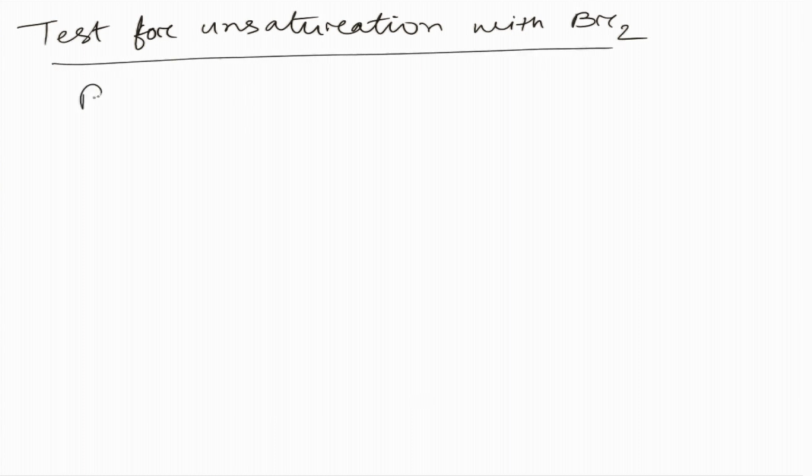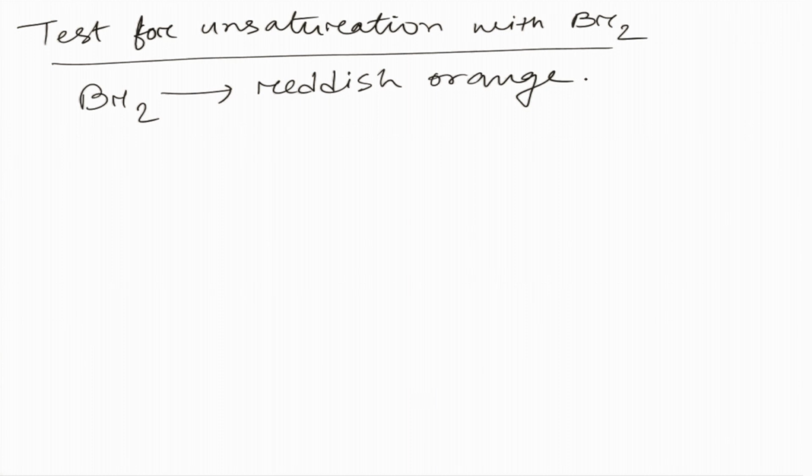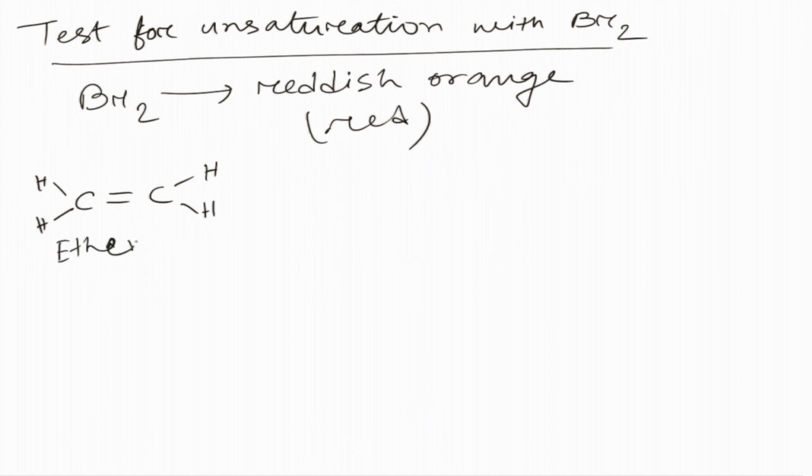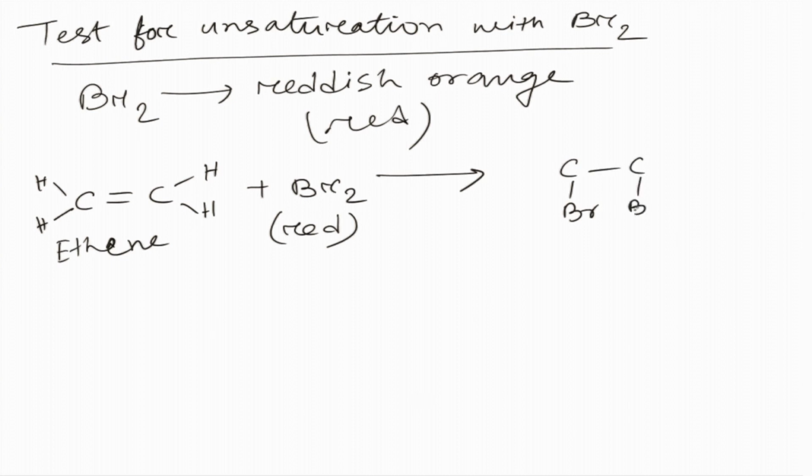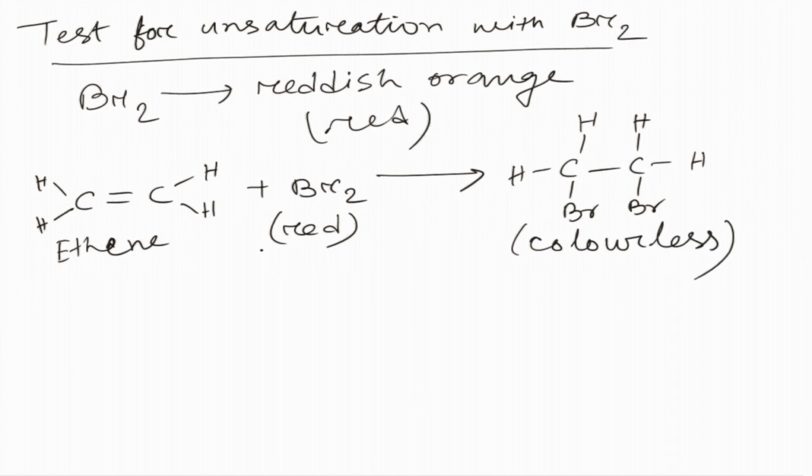With bromine. Okay. So, bromine molecule is reddish orange. Okay, we can say around red. Bromine is red. Okay, so let's say there is ethene. If we add bromine to it, so bromine was red. After adding to ethene, it will form this 1,2-dibromoethane. So, bromine molecule no longer exists. So, this compound is colorless.